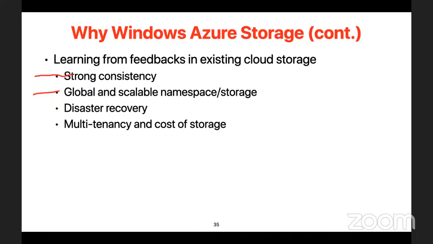Now, in the Windows Azure design, because they already noticed that we are a big company and we have many customers, a scalable namespace storage is definitely something needed, right? And our customers don't want the service to go down at any time. So disaster recovery, even if a nuclear weapon is launched, the service still has to go on, right? Not sure which PM agrees with that, but that's part of the feature. And finally, Microsoft is still a company that needs to make money. So multi-tenancy and the cost of storage still matter to them.